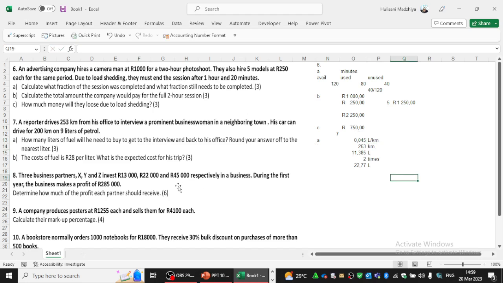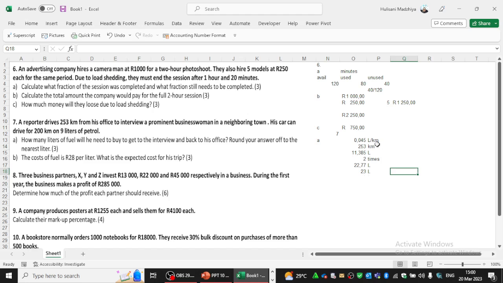So for him to go to the interview and back to his office, he will need 22,73 liters, and if you round this off, it will be 23 liters. So he will actually need 23 liters to his office. The other method that you can use: we've calculated the method where we calculated consumption per kilometer.